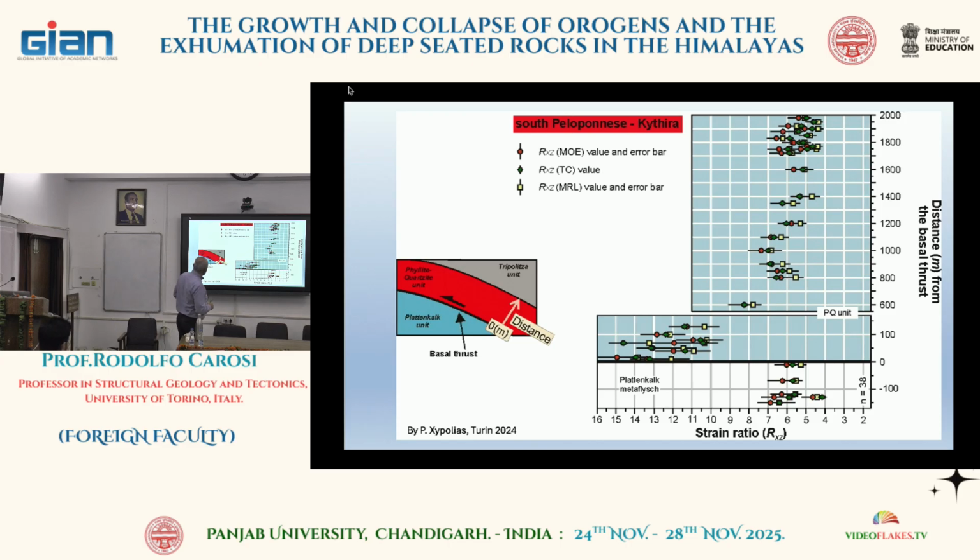So more or less, he plotted the strain data with respect to the basal thrust. You have the strain ratio and the distance from the basal thrust. So there is a change in the strain ratio with different values. So approaching the basal thrust, of course, the strain increases up to very high values, maybe 10, 15, a very high value, that is very uncommon.